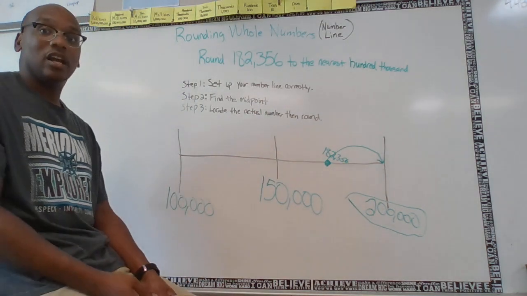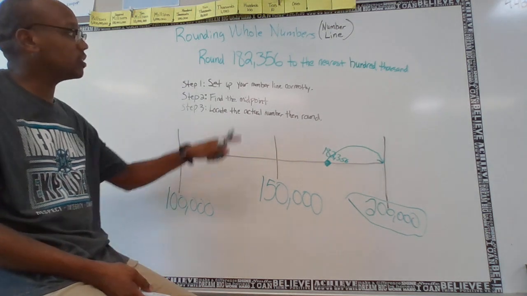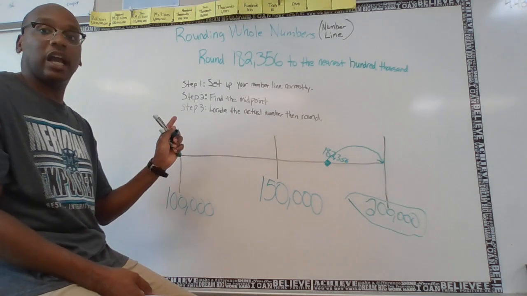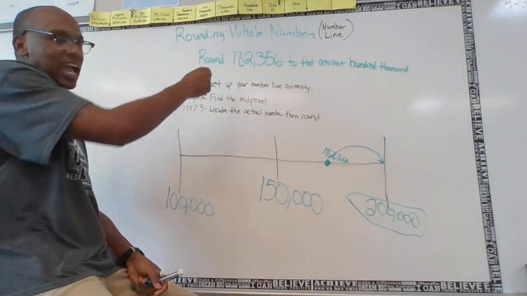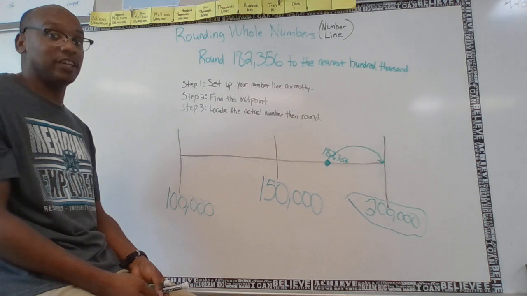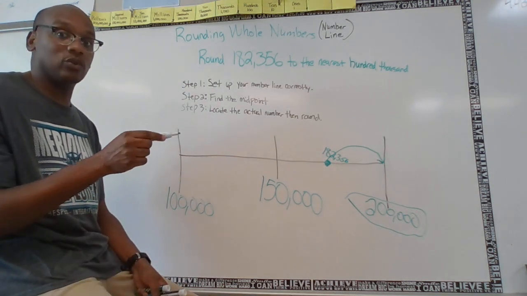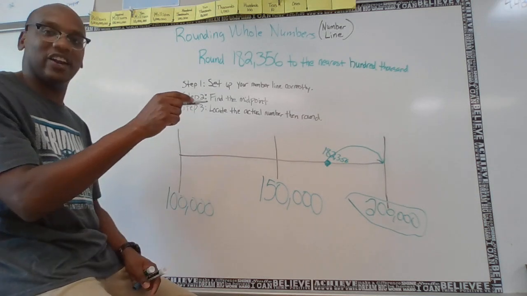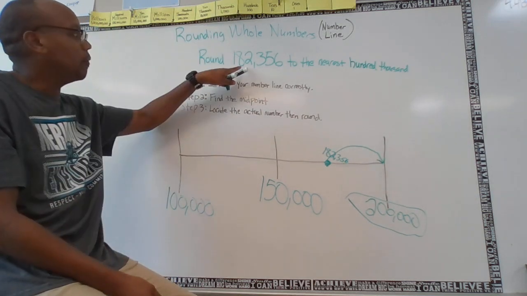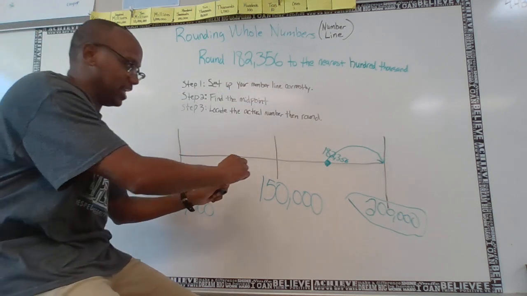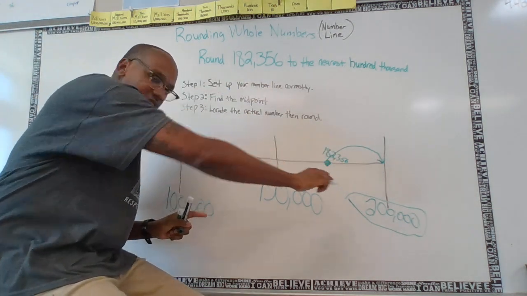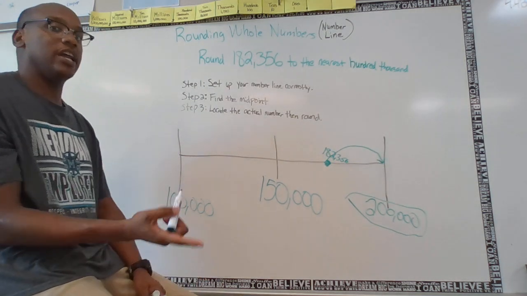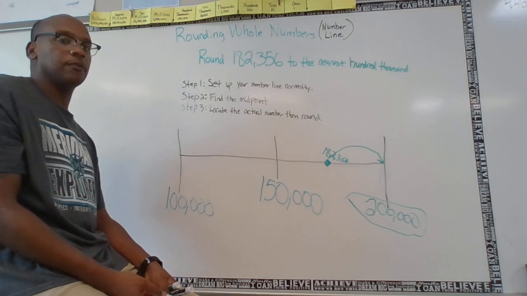Now, it makes sense because if I'm rounding to the nearest 100,000 in regular place value, I would have circled the 1 and underlined the 8. And the rule says if the number behind it is 0, 1, 2, 3, or 4, then it stays the same. If it's 5, 6, 7, 8, or 9, then it goes up one more. Because this is 8, you can clearly see it's getting closer to that next 100,000 on the number line as well.